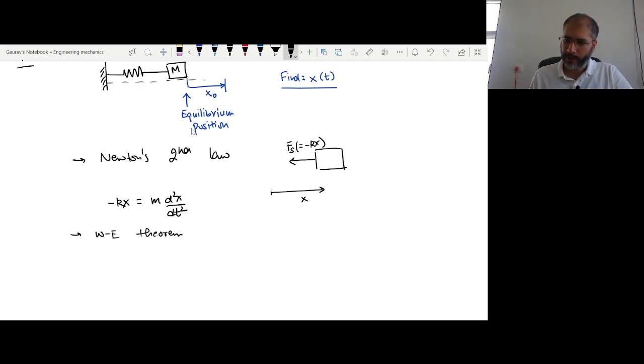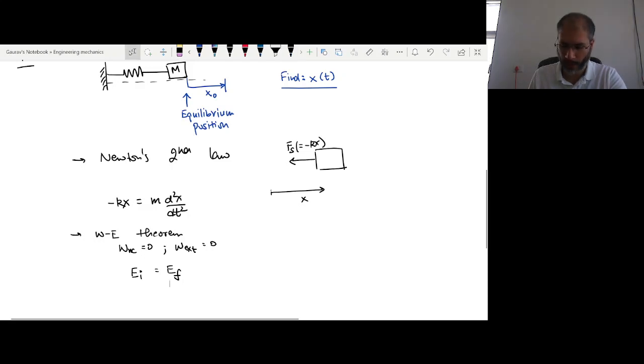So in the work energy theorem, let's try to use the generalized form that we just wrote. The work due to non-conservative forces in this case is 0, because the only force acting is the conservative force of the spring, and there is no external force acting, so there is no work due to external forces. So we can simply apply the initial mechanical energy is equal to the final mechanical energy.